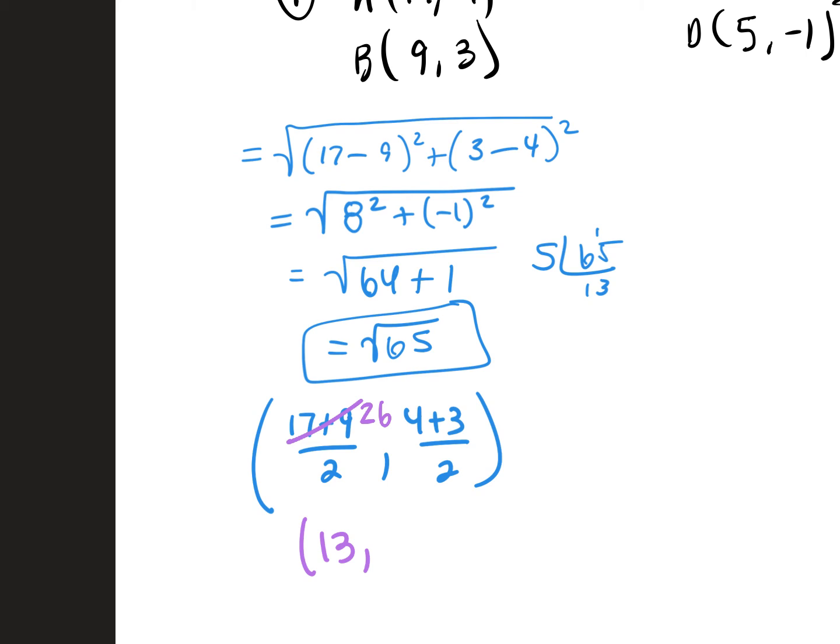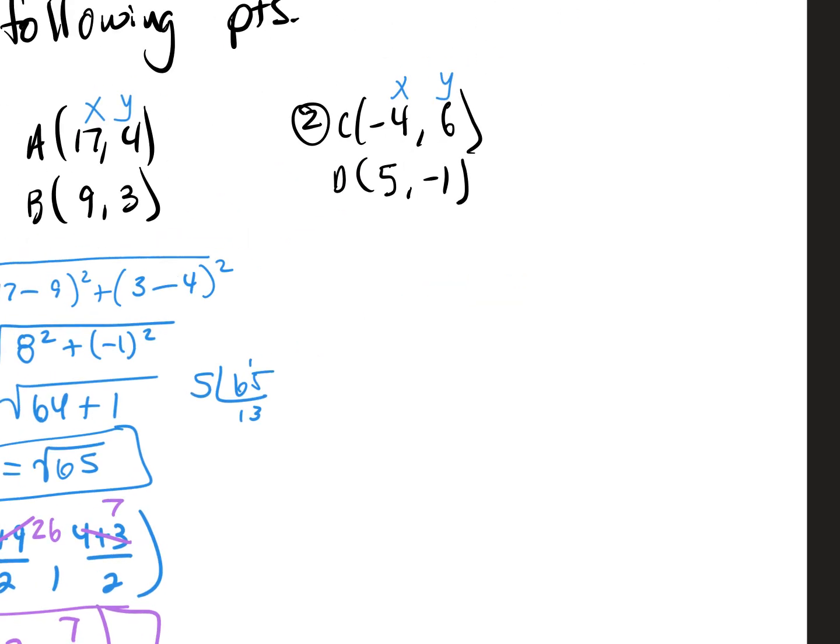Perfect. So 4 plus 3 is 7. Does 7 divide by 2 pretty? No. Can I simplify 7 over 2 anymore? No. You can just leave it as an improper fraction. If it was 12 over 8 or something, simplify that. But you don't have to change it to a mixed number or to a decimal. If you want to, that's fine, but you don't have to. So there's the midpoint.